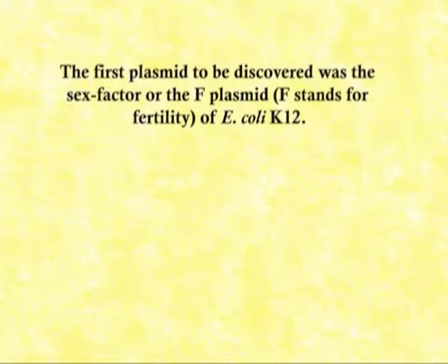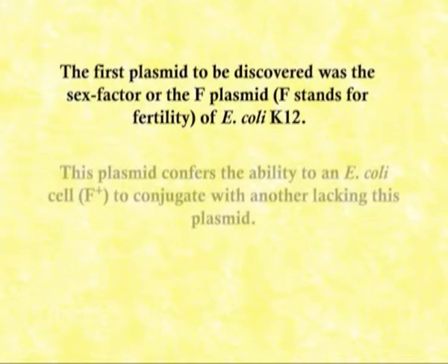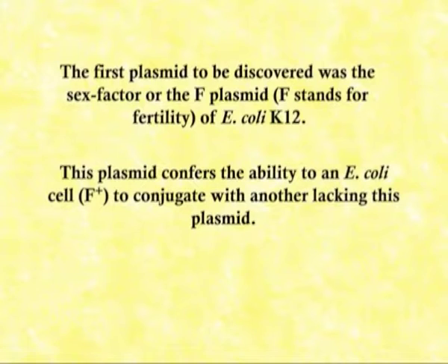The first plasmid to be discovered was the sex factor or the F plasmid. This F stands for fertility of E. coli K12. This plasmid confers the ability to an E. coli cell, that is the F plus, to conjugate with another lacking this plasmid. The F plasmid can exist in two alternative states: it can either remain free in the cell or it can be integrated into the E. coli chromosome. Plasmids with such property are known as episomes.